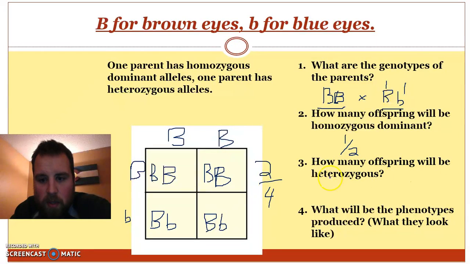Number 3, how many offspring will be heterozygous? Again, you can see here's big B, little b, big B, little b. Same thing. You get 2 out of 4, or 1/2.